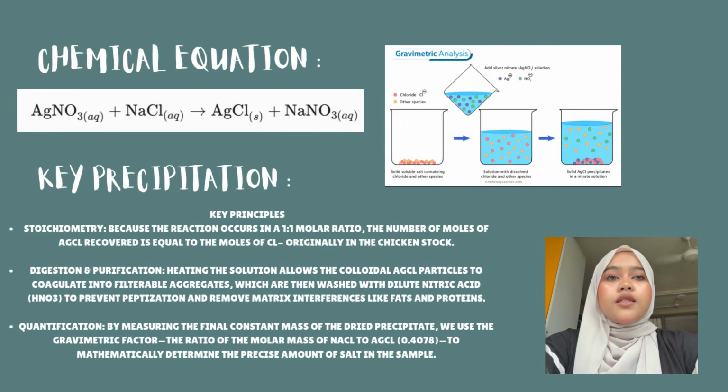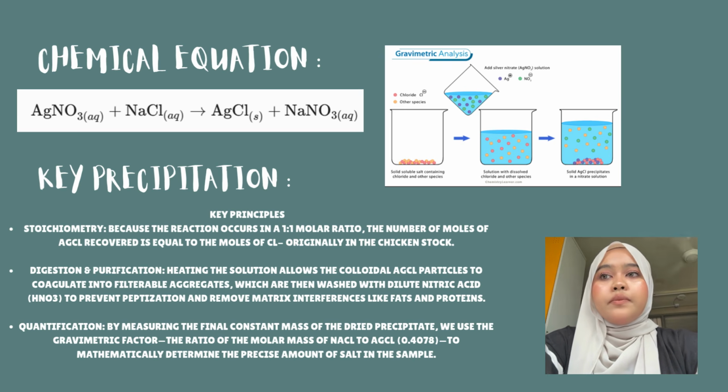Next, we'll talk about the chemical equation. AgNO3 plus NaCl becomes AgCl plus NaNO3. For the key precipitation principles, first we have the stoichiometry. Because the reaction occurs in a 1:1 molar ratio, the number of moles of AgCl recovered is equal to the moles of Cl- originally in the chicken stock.